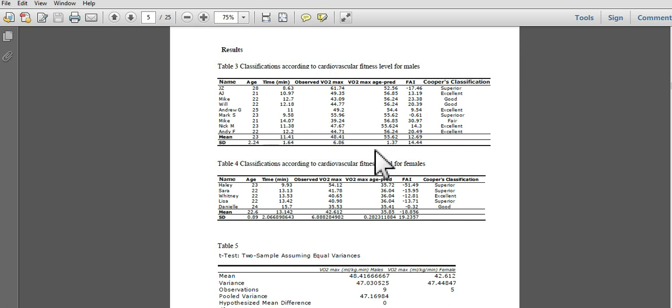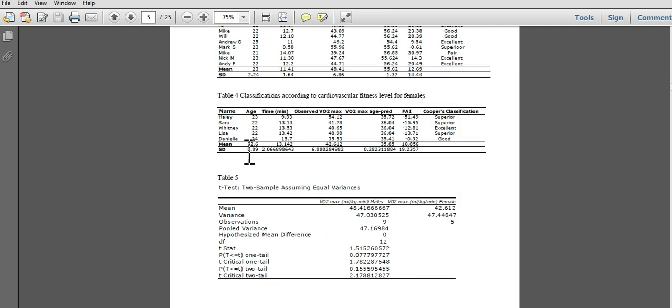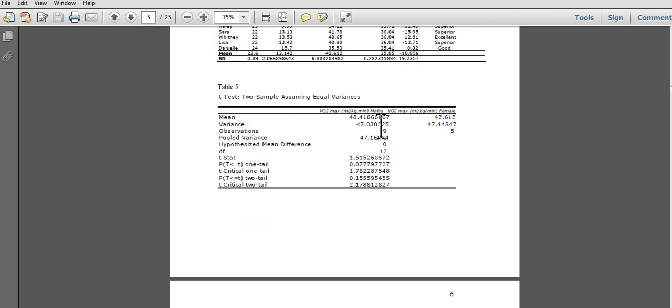Okay, now notice down here, on every table you do for my lab reports, you want a mean and standard deviation included. All right, that's pretty easy to do in Excel. I'll show you how to do it later. Okay, Table 4, exactly the same thing, but for females. Easy stuff, right?